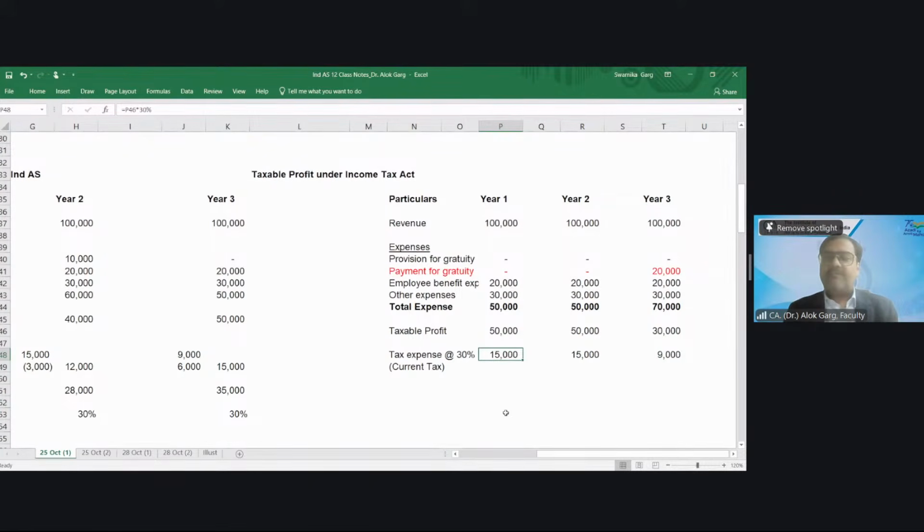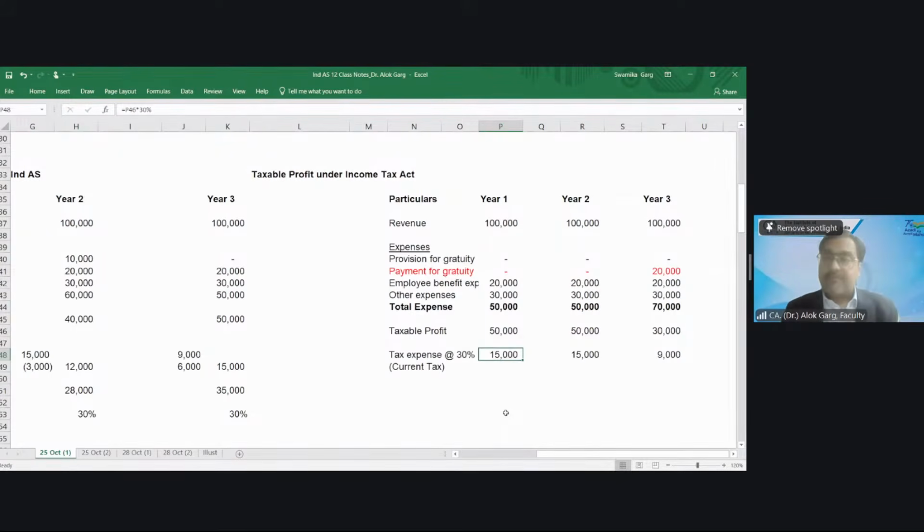When it is paid, you have to pay lower taxes. Yes, while this provision pertains to year 1, it is disallowed in the Income Tax Act, and that is why I have paid higher taxes in future. When this liability is getting paid, when this gratuity is getting paid, the Income Tax Department will give you an allowance in that year in which it is paid.